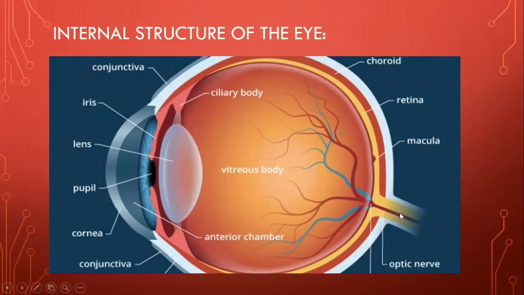Now, this optic nerve contains the blood supply as well, to supply blood to the living cells. This is basically the internal structure of the eye. In the next slide, I'm going to show you the functions of the eye.